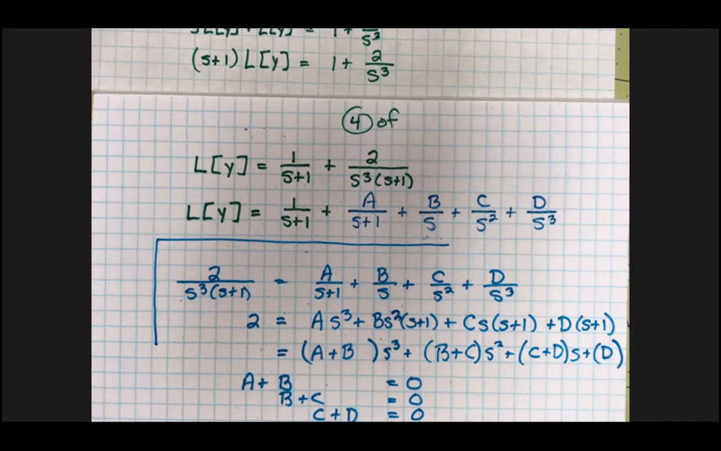So legally, that's four equations, four unknowns. But as a practical matter, this is really easy to identify A, B, C, and D. D is already two, that makes C minus two. If C is minus two, that makes B two. And if B is two, that makes A minus two.